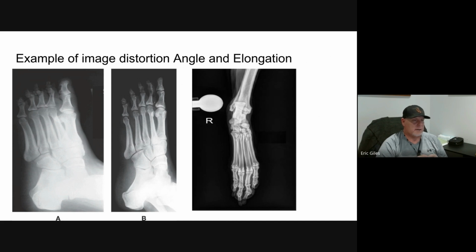Image distortion, angle, elongation. So you look at the picture on the right, that is an elongated foot. That has to do with the angle of the x-ray tube being a little bit long. So we're getting a longer x-ray, right? Or the bones are elongated. It's kind of neat looking. And this oblique foot here, we've got a bad angle as well. I mean, this is the same foot. It's just we've got a bad angle on the one on the outside, and it's actually elongated. It made that foot look way bigger than it actually is. Pretty cool stuff, though.